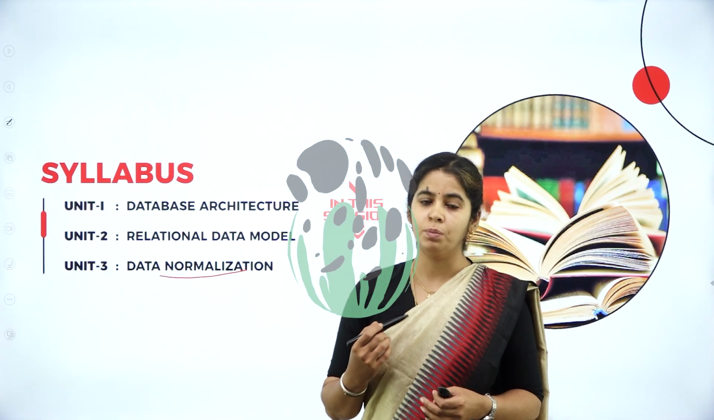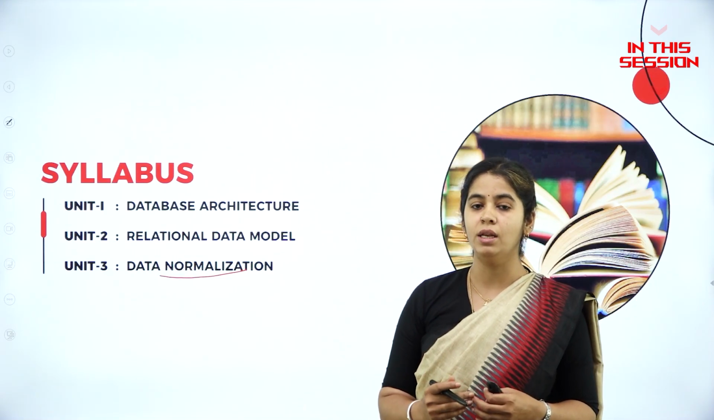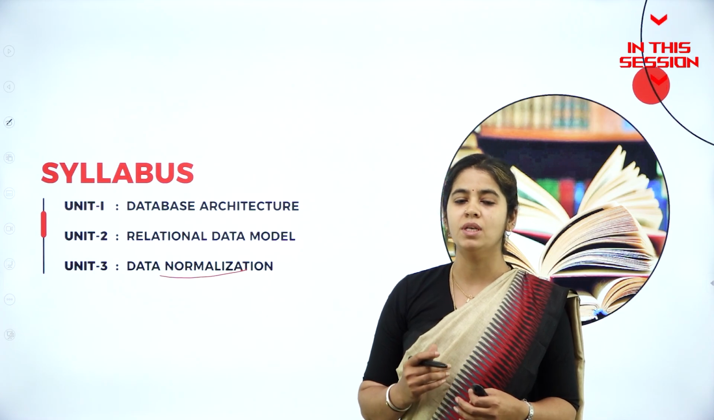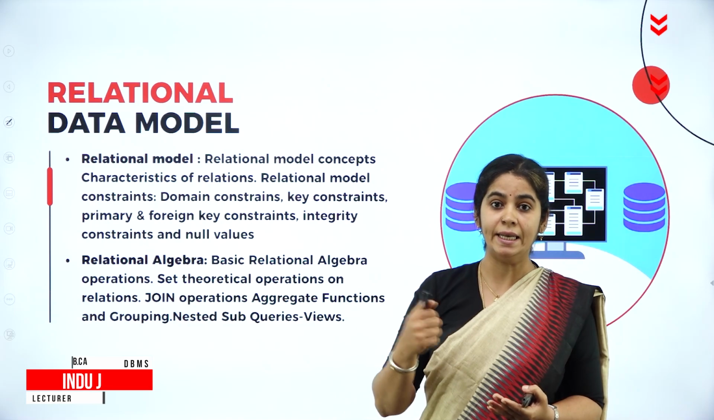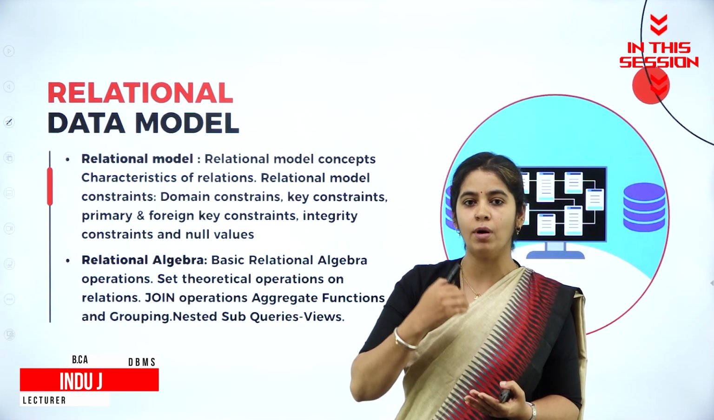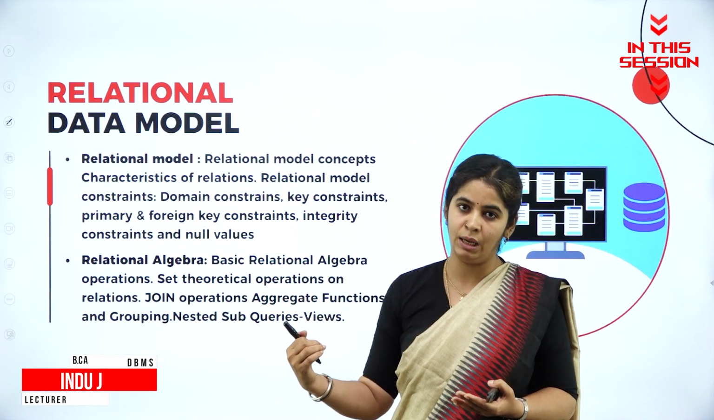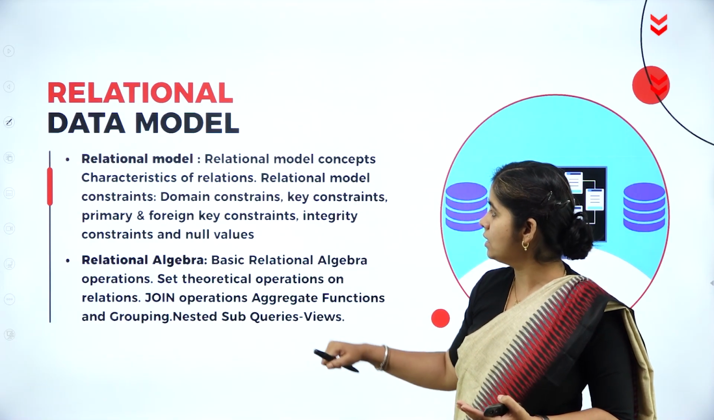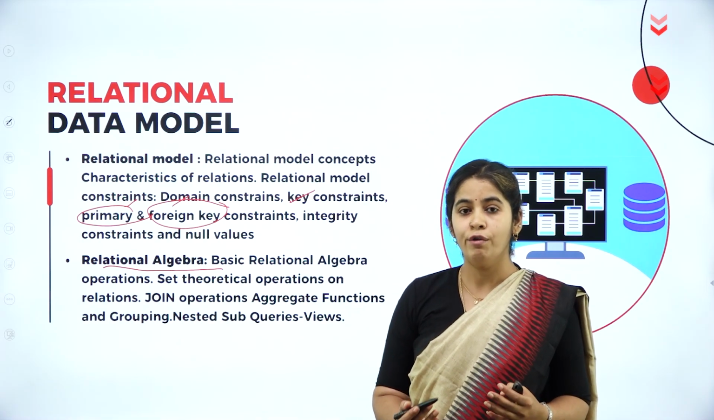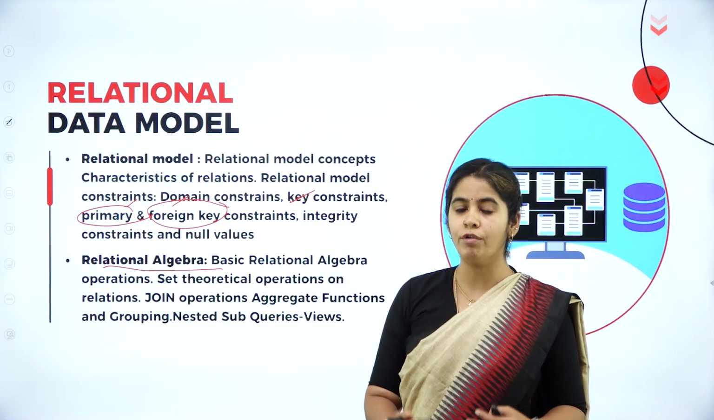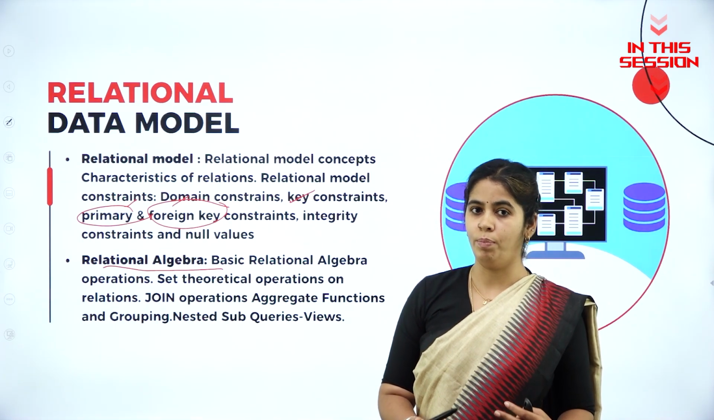Database architecture means when we are arranging the data in a proper way, we should follow some architecture. The relational model concept, on which criteria a relation will be built from one table to the other table, that we are going to discuss. Why do we need operations? To fetch any data from the database or from the table, we need operations.